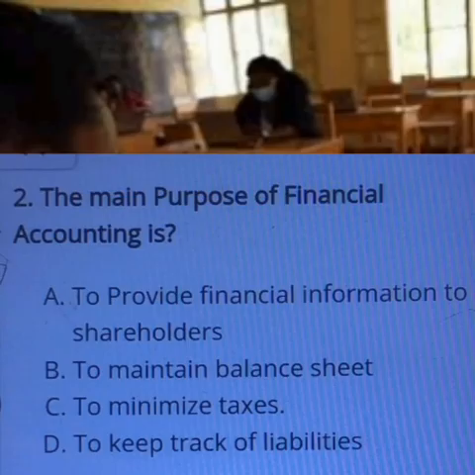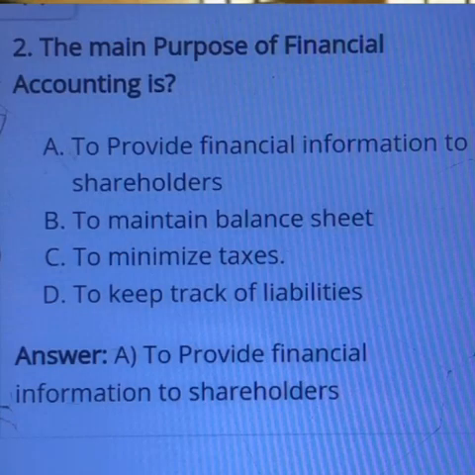Question number 2. The main purpose of financial accounting is? A. To provide financial information to shareholders. B. To maintain balance sheet. C. To minimize taxes. D. To keep track of liabilities. The true answer is A. To provide financial information to shareholders.